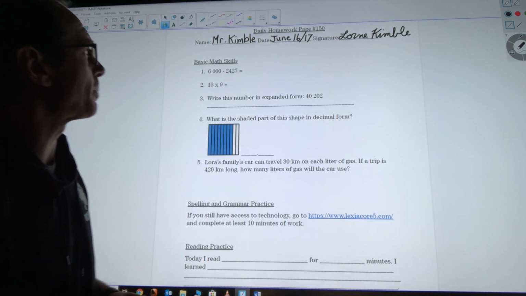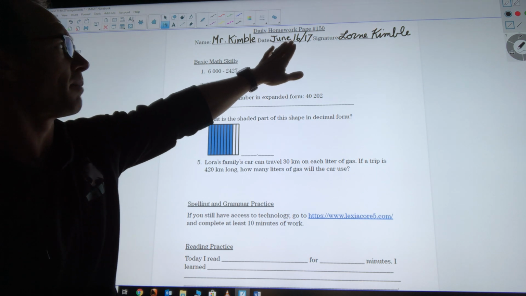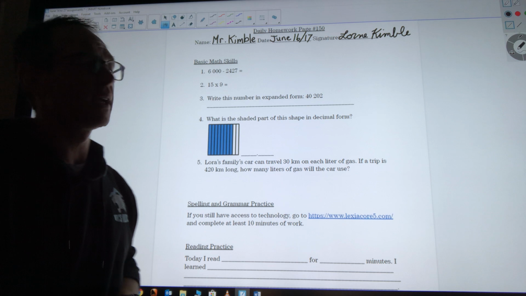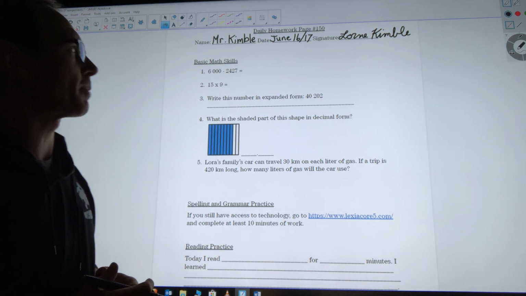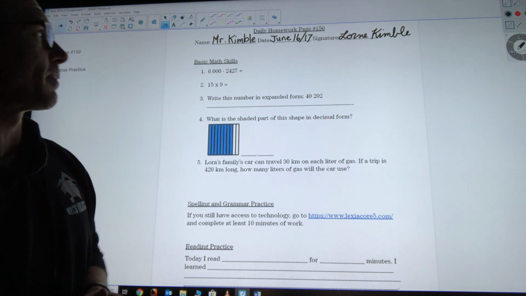Let's go over daily homework page number 150. I already have my name, and you can see the date on here might be the 16th or the 17th, depending on when you decide to do it. There's only one daily homework page for those 2 days. I also have my signature down already.